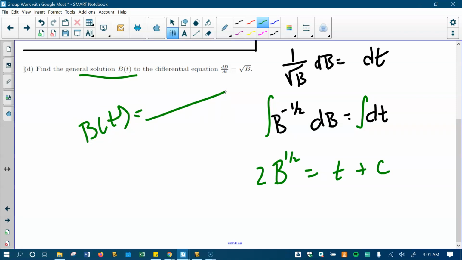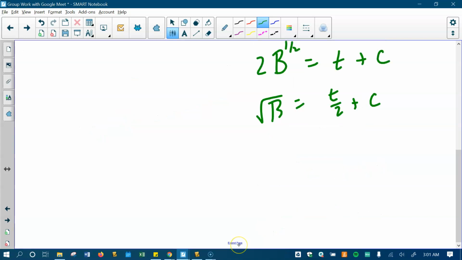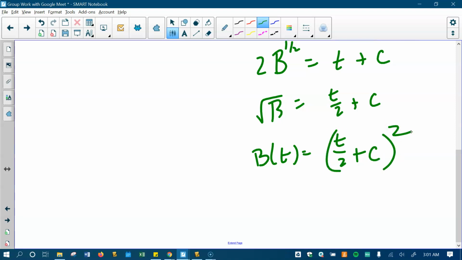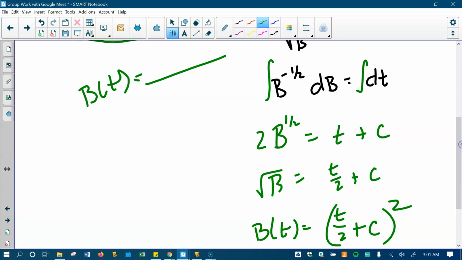So divide by 2. So you have the square root of b, or b to the 1/2, is equal to t over 2 plus c. Notice you don't have to divide c by 2 because c represents some number. And when you divide some number by 2, you just get some number. And now what you need to do to free up b is you need to do squaring. So b of t is equal to t over 2 plus the constant of integration squared. And that is your answer. So t over 2 plus c squared.